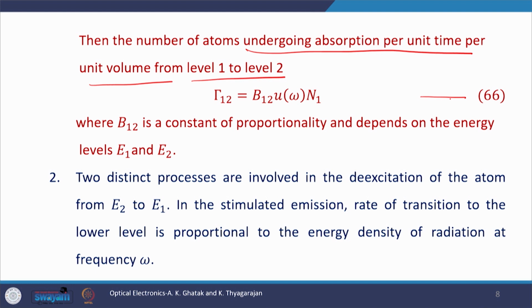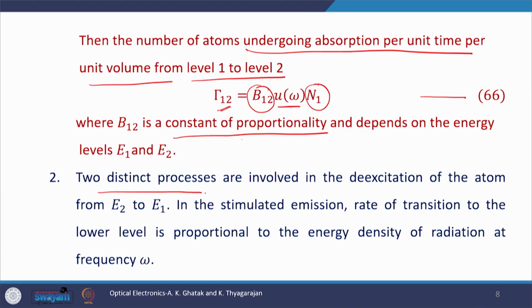66, which says gamma 1 2, which is the number of atoms undergoing absorption per unit time per unit volume, would be proportional to the energy density u omega and the carrier density in level 1, or density of atoms or density of electrons in level 1. And B12 is the proportionality constant, the constant of proportionality, and it depends upon the energy levels E1 and E2. Okay. Now, the absorption happens in the presence of the external radiation.